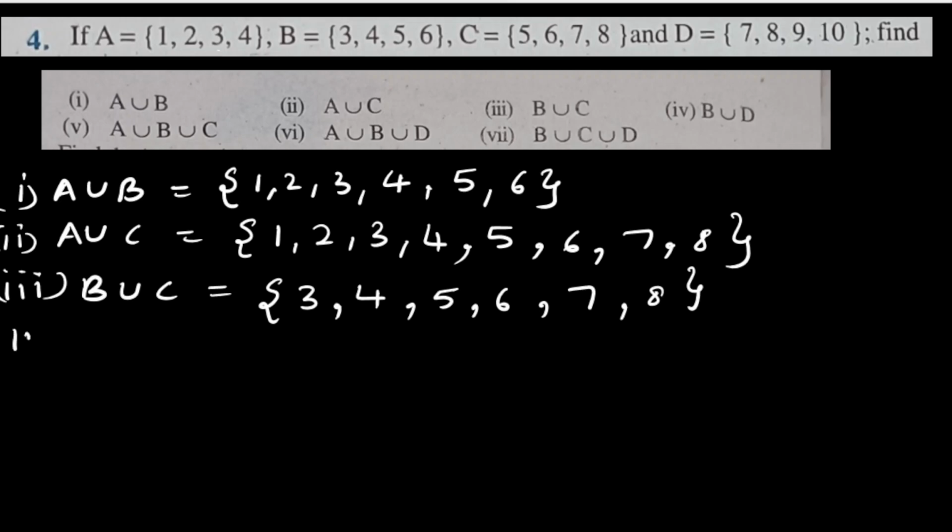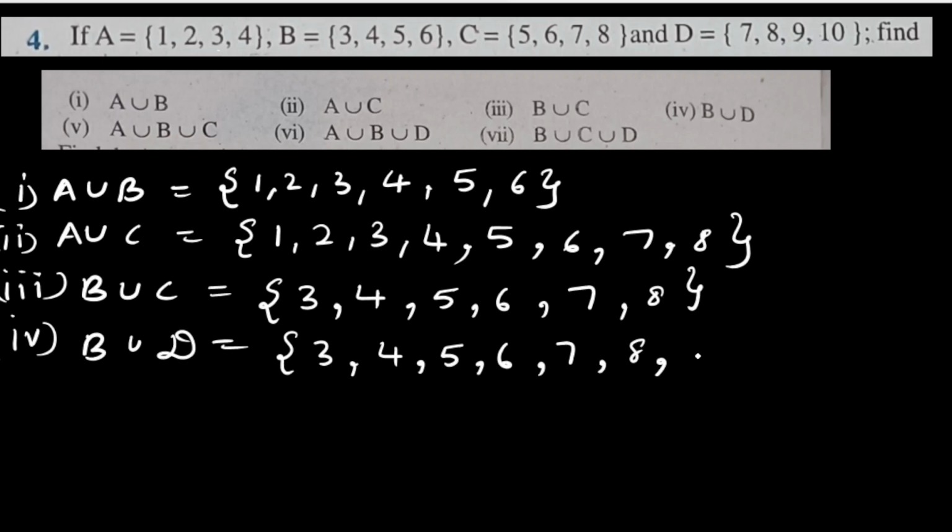Now the fourth part is B union D. B union D. So again, first of all, let's write B's elements 3, 4, 5, 6. Now let's see set D. See, set D and B, nothing is common, so I'll write the remaining elements 7, 8, 9, 10, like all the elements of set D. So B union D is 3, 4, 5, 6, 7, 8, 9, 10.